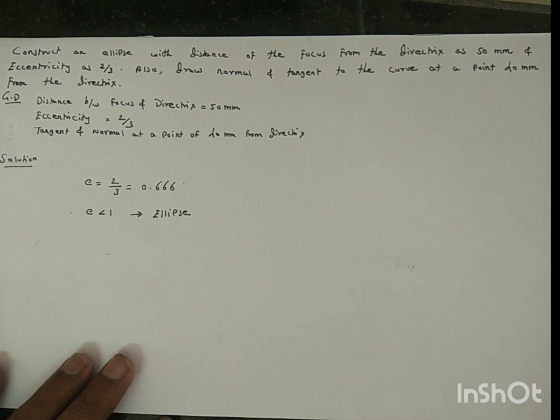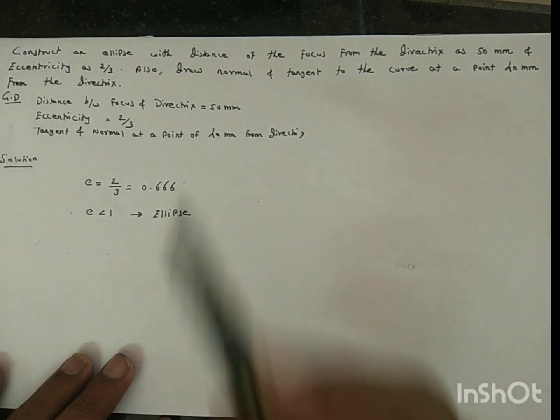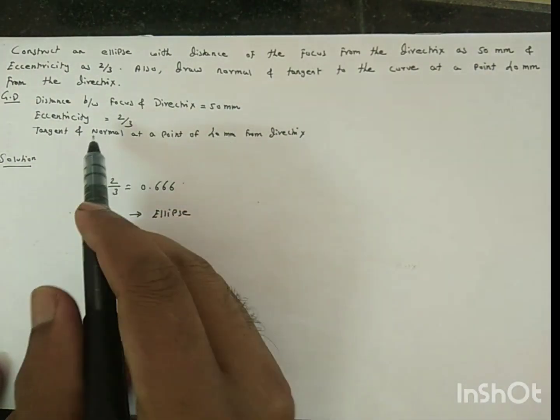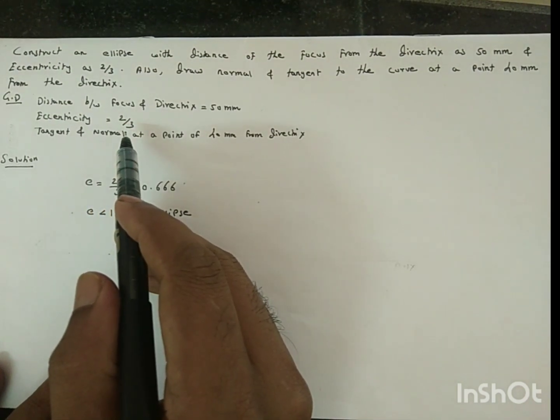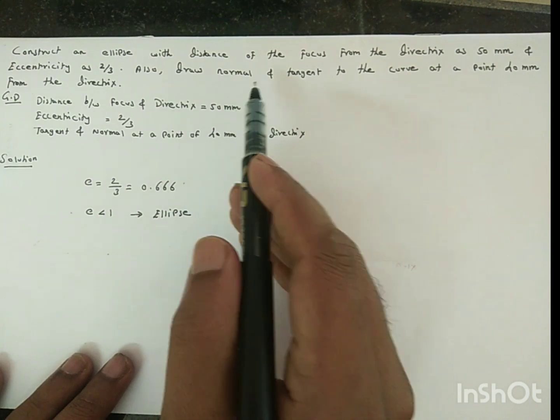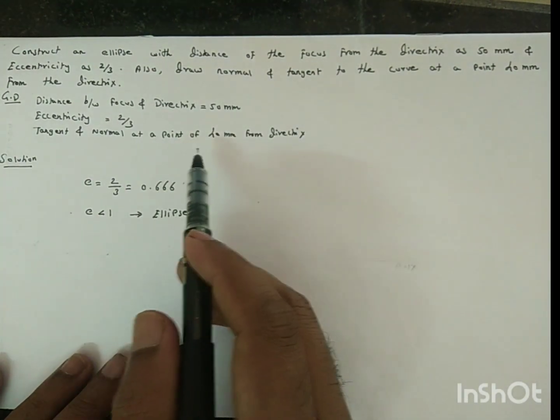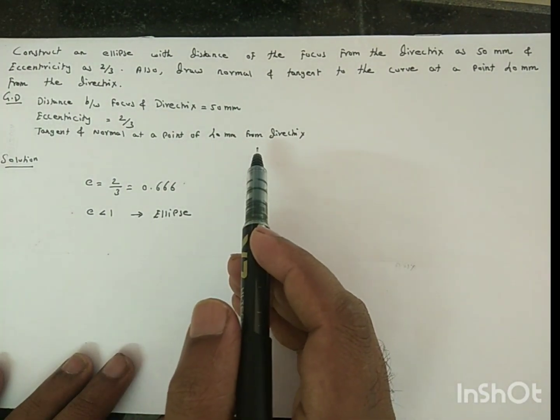First you write the given data. The distance between the focus and the directrix is 50 mm and the eccentricity value is 2 by 3, and they are also asked to draw the normal and tangent at the point 40 mm from the directrix.